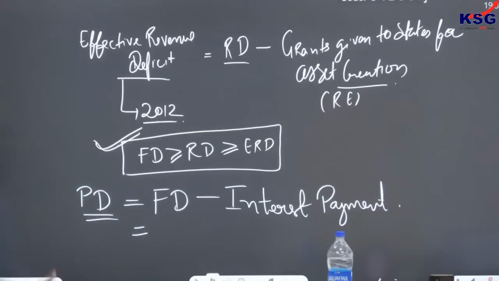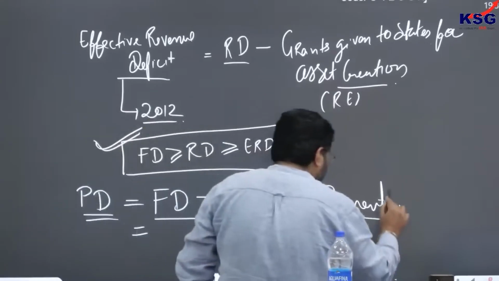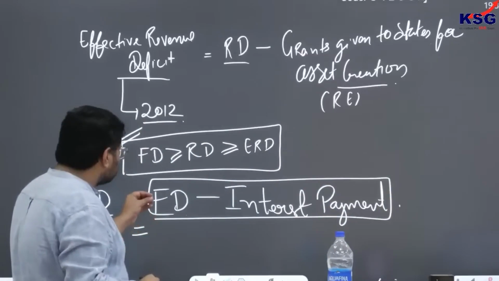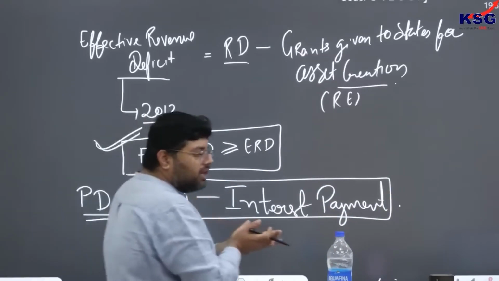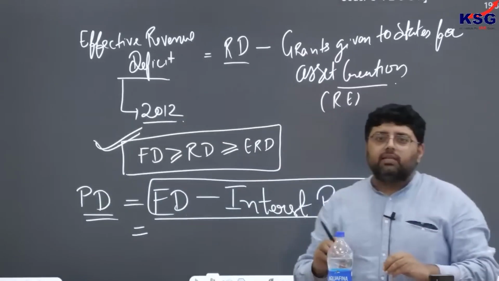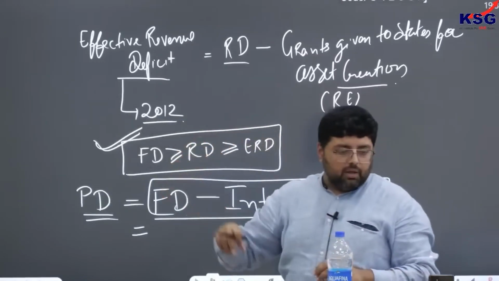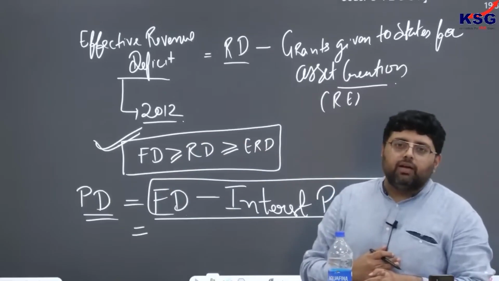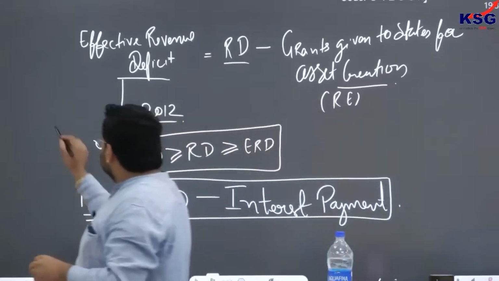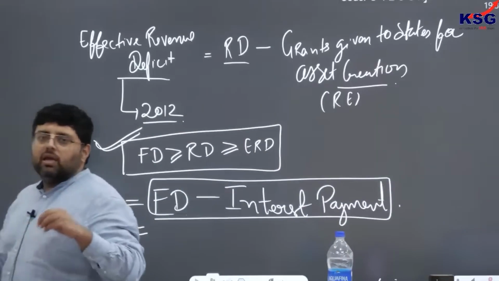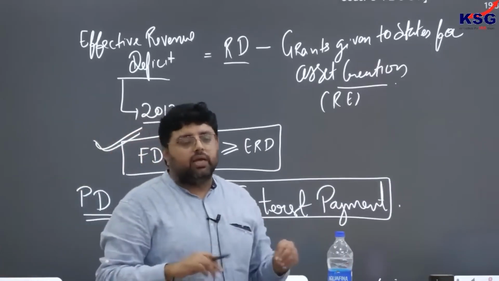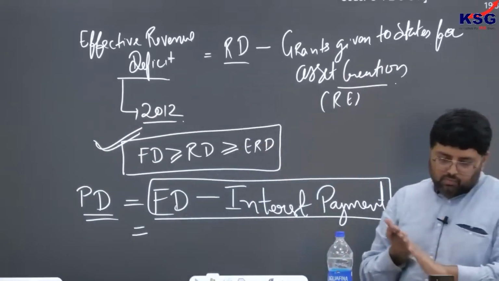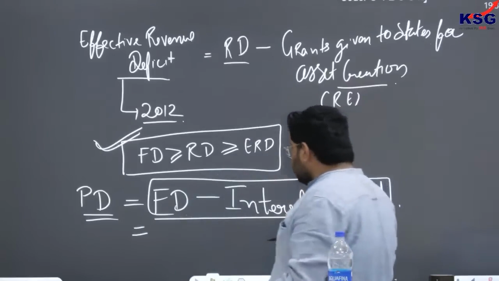So ultimately PD is equal to FD minus interest payment. यहां पर हम बात करते हैं कि जो मैं टोटल बोरोइंग ले रहा हूं, उस टोटल बोरोइंग में से कितना अमाउंट मैं इंटरेस्ट पेमेंट के लिए दे रहा हूं. So this is what you have to remember: out of the total borrowing, how much amount is given for interest payment. So here you have to remember that value. Clear?